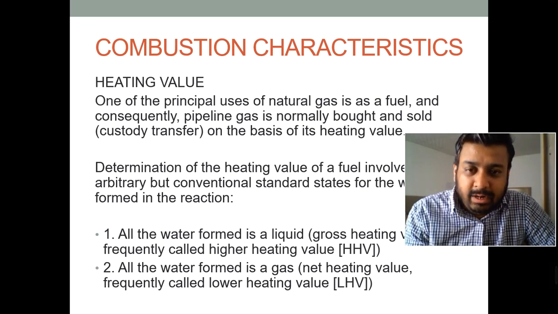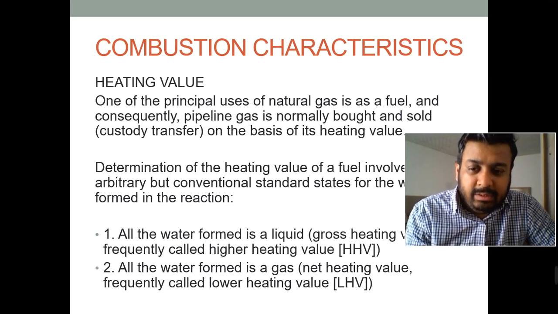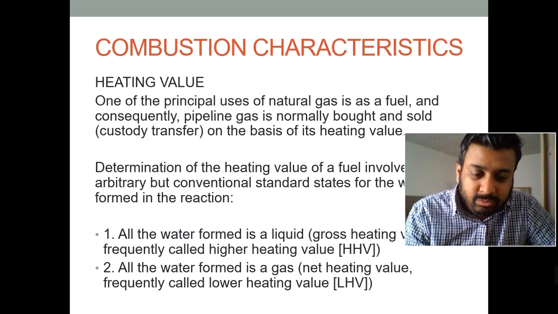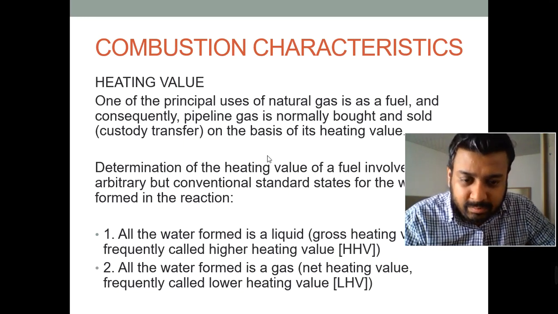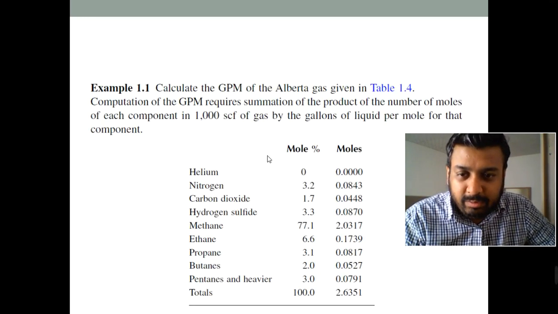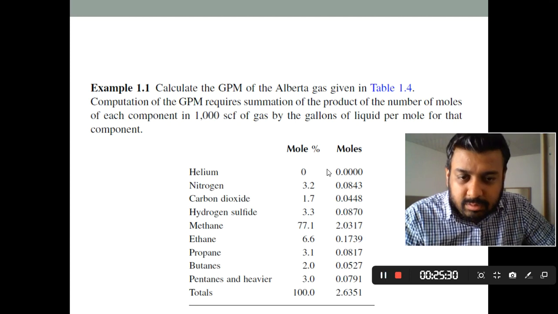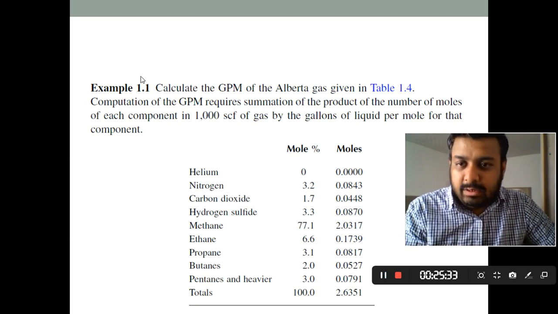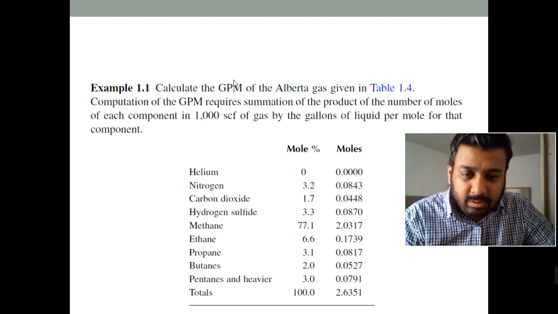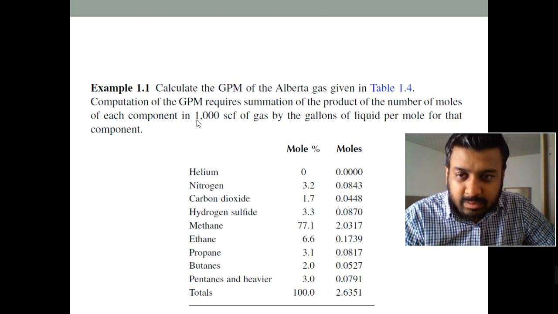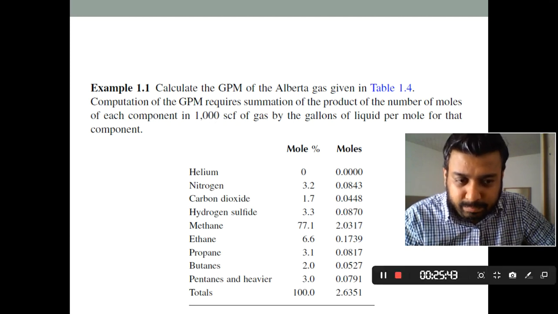At the same time, there are many impurities that reduce the heating value of the gas, for example CO2, nitrogen, and water. These are the main impurities, and we must remove them before we proceed further. Now we have a question here: we have to find the gallons per minute of liquids we are producing if we have 1000 SCF of gas.